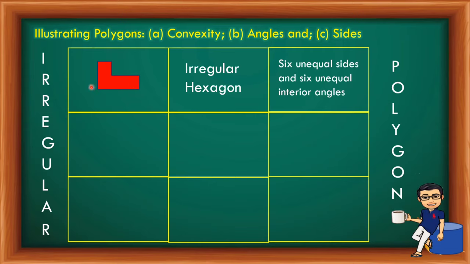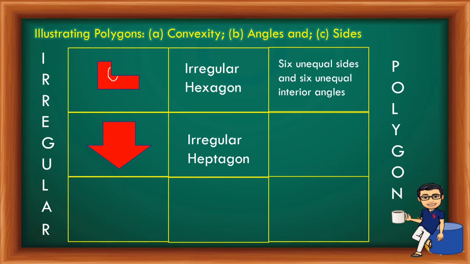So ito, parehas lang yan ang sukat. But again, itong isang ito ay iba ang sukat. So let's check it. Itong isang ito, iba yung magiging sukat ng interior angles. Angle na yun. So let's have the next one.